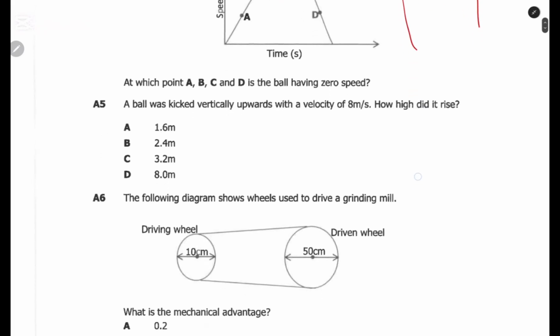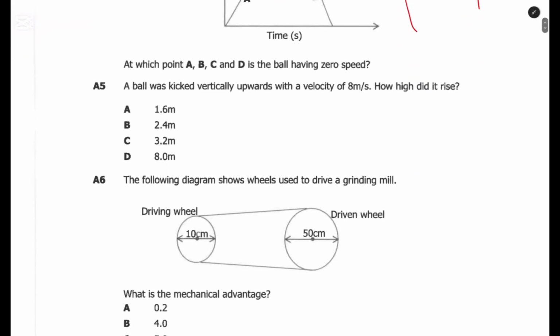Okay? Then, of course, question 5, a ball was kicked vertically upward. So we can picture it was kicked vertically upward with a velocity of 8 meters per second. So the initial velocity of the ball was 8 meters per second. Now, when it stops momentarily there, the final velocity is equal to 0 meters per second. Then when it starts coming down, the initial velocity is 0 meters per second. Okay? Now, what is the question here? How high did it rise?